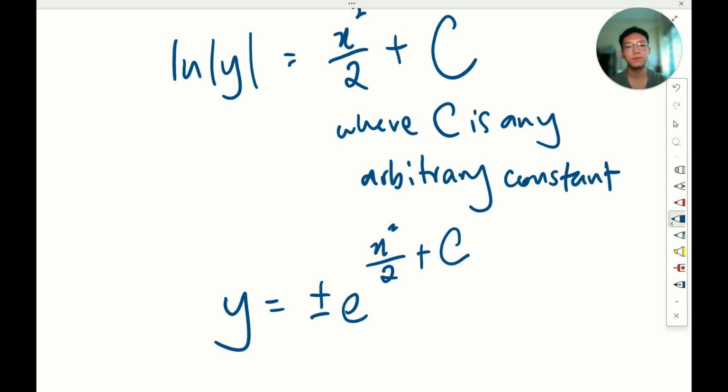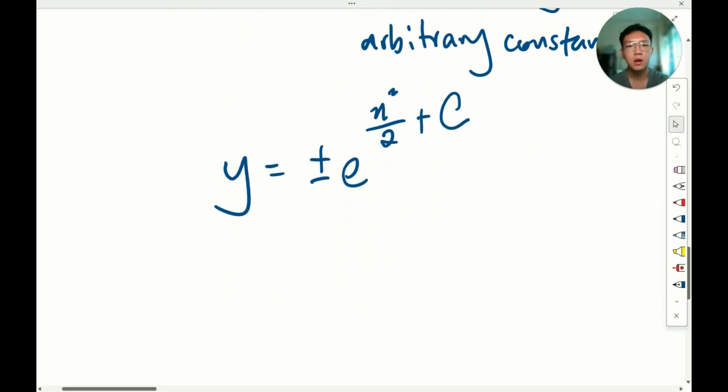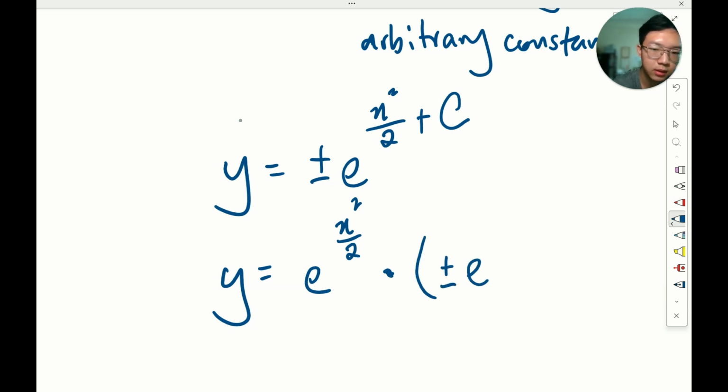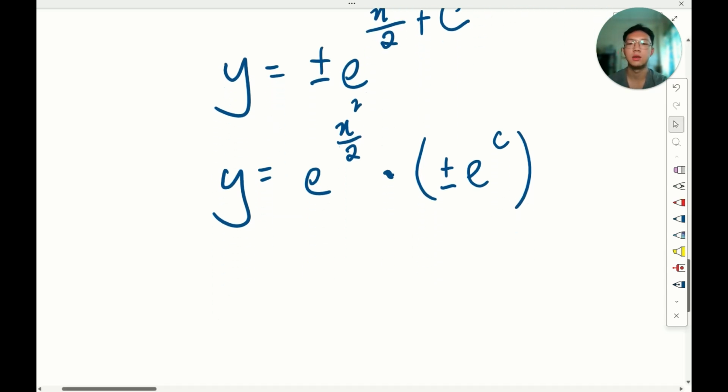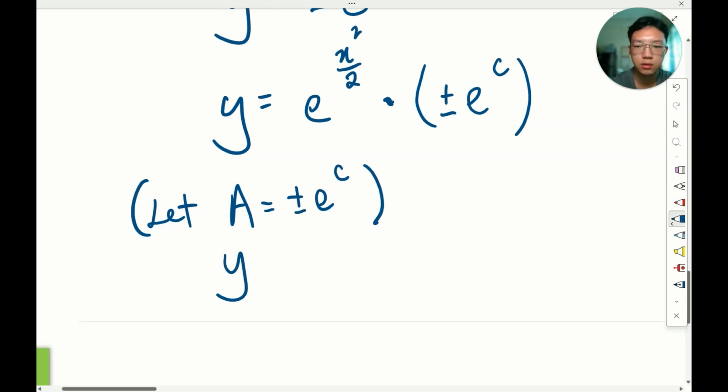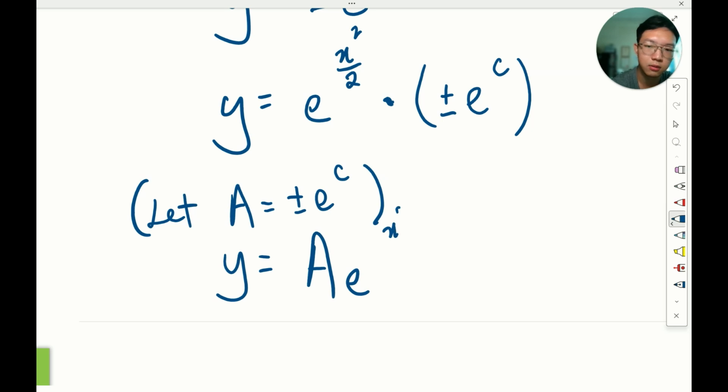So the c goes into the power. And let's see how to further simplify this. We can use the index rule to split the plus c out of the power. Let me show you how it's done. So we can have e to the power of x squared over 2 multiplied by plus minus e to the power of c. So your indices rules. And we can actually let A equal plus minus e to the power of c. And as such, we can substitute to get our neater, simplified answer of A e to the power of x squared over 2. And that is our answer right here.